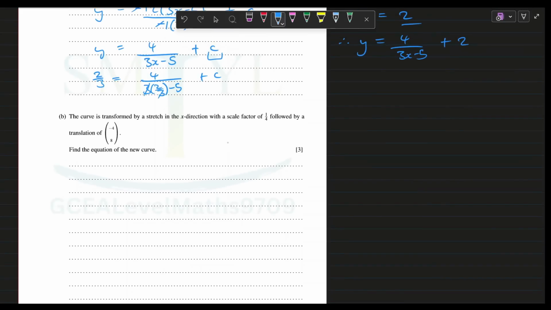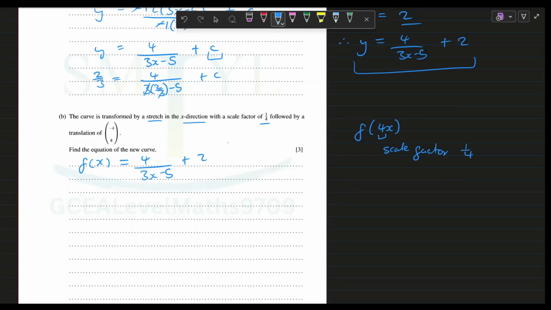So if we're saying our original function, let's call it f of x, is equal to 4 over 3x minus 5 plus 2. That's the curve we got in part A, right? And we've got a stretch in the x direction by a scale factor of a quarter. So we can write this as f of 4x. Because remember, when you're taking your scale factor for a stretch in the x direction, you get the reciprocal.